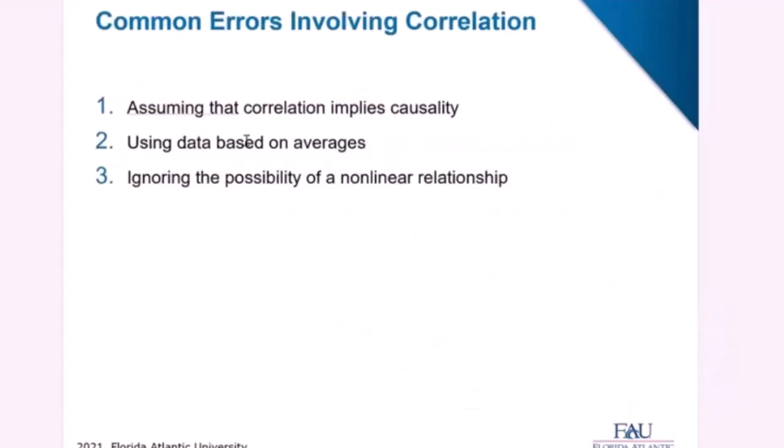Common errors involving correlation: assuming that correlation implies causality, using data based on averages. We need data because we need to know where the points are. If something is linear, it doesn't tell me if it's going up or down. Another error is ignoring the possibility of a non-linear relationship. That's why it's very important that we look at the graph.